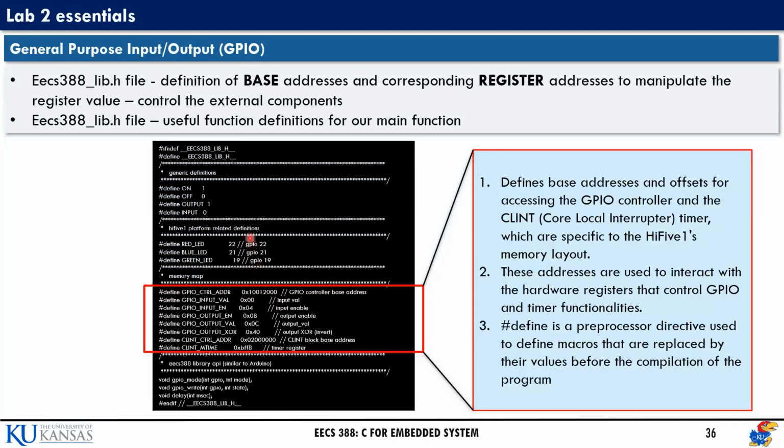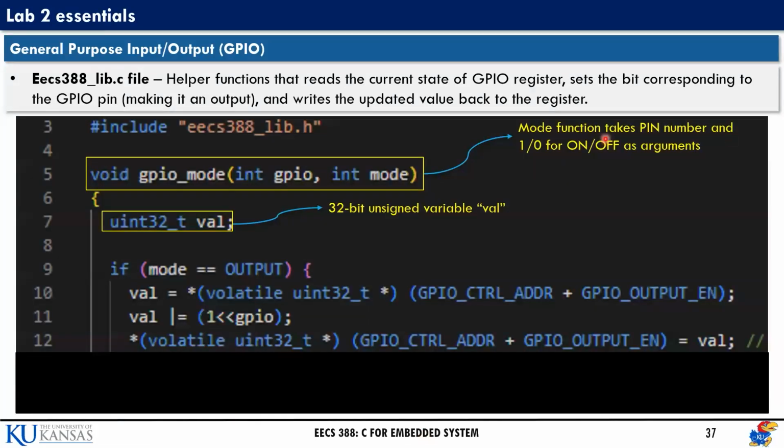So basically, these pins are connected to the LEDs of the board, and through this pin, we can give, for example, 5 volts to turn on the LED, or 0 volt to turn off the LED. So here the mode is basically an on and off argument. And we have initialized a 32-bit uint, that means unsigned. That means the number must be positive, and it's a 32-bit unsigned integer number. And the name of the variable is val.